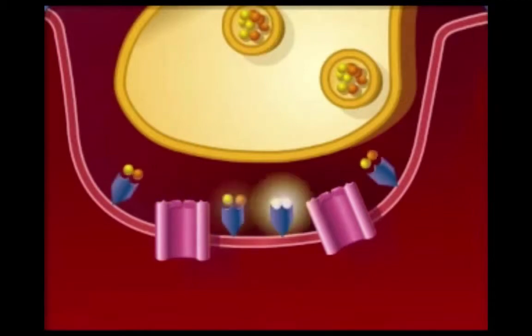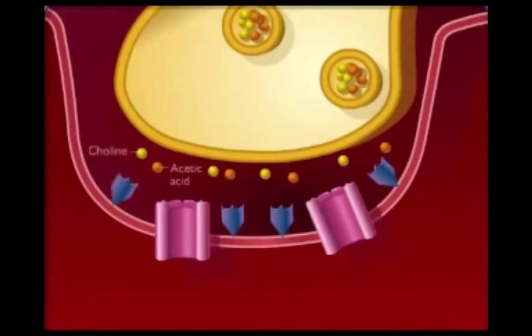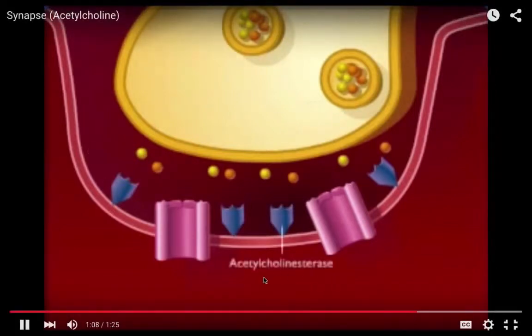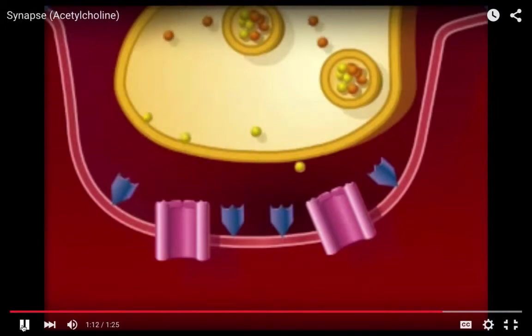Acetylcholine is rapidly broken down to acetic acid and choline in the synaptic cleft by the enzyme acetylcholine esterase. The choline is reabsorbed by the presynaptic terminal and combined with acetic acid to form more acetylcholine, which enters the synaptic vesicles.